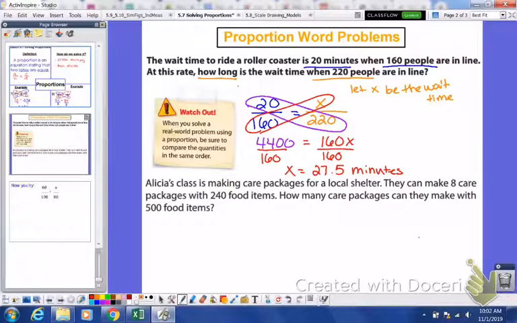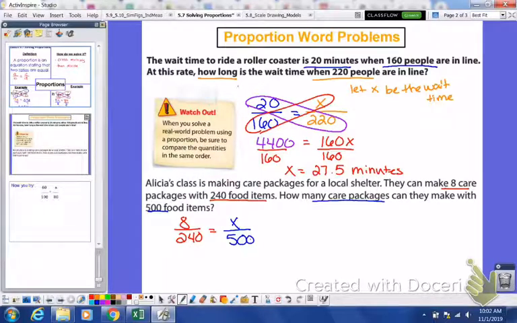Okay, another word problem. Alicia's class is making care packages for a local shelter. They can make 8 care packages with 240 items. How many care packages can they make with 500 food items? So 8 packages out of 240 food items. So 8 over 240 equals, we have 500, we're looking for how many care packages. So how many care packages was our numerator, so x over food items was our denominator.